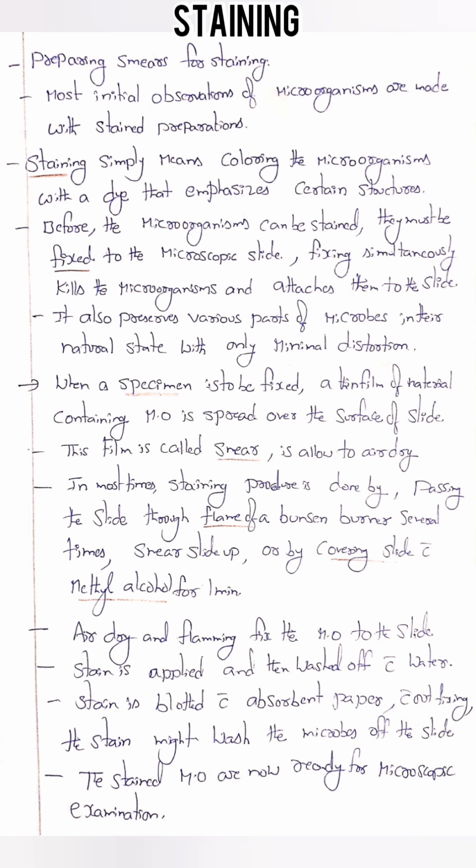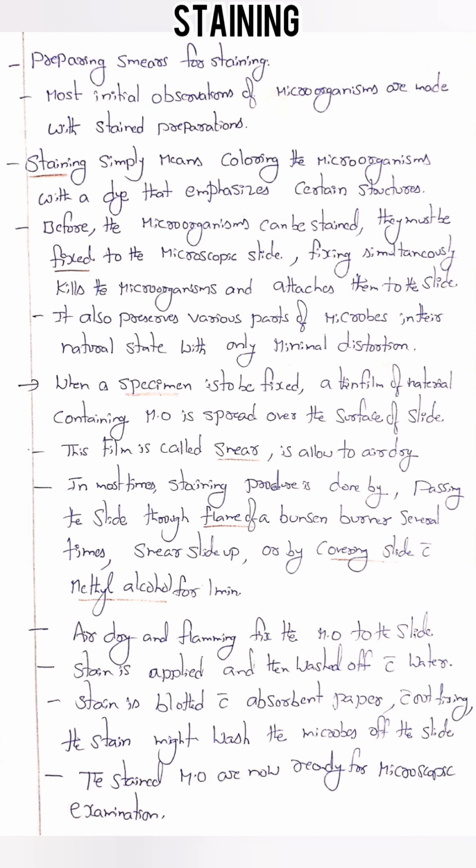So before the microorganisms can be stained, they must be fixed first. Here fixing simultaneously kills the microorganisms and attaches them to the slide. It also preserves various parts of the microbes in their natural state with only minimal destruction. When a specimen is to be fixed, a thin film of a material containing microorganisms is spread over the surface of the slide. This film is called a smear, which is allowed to air dry.